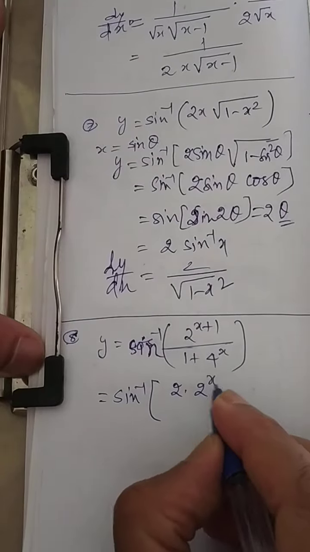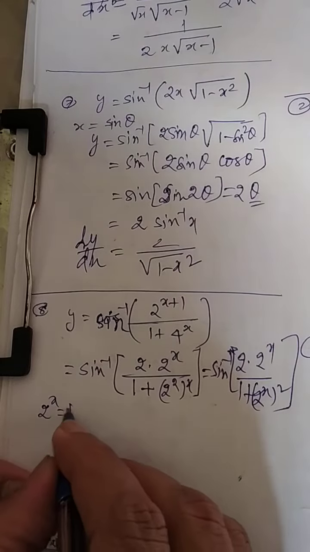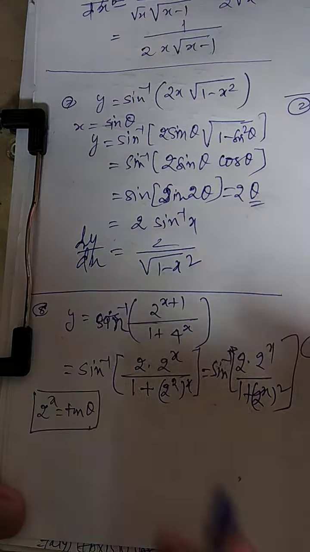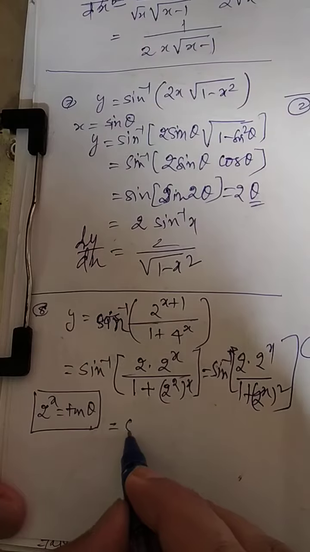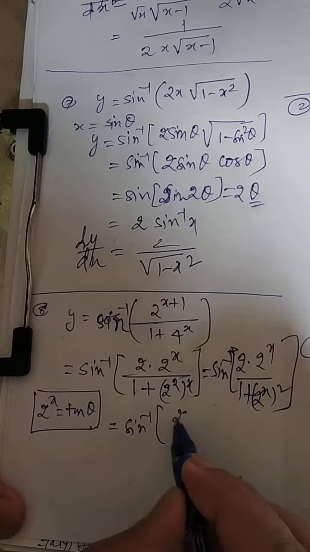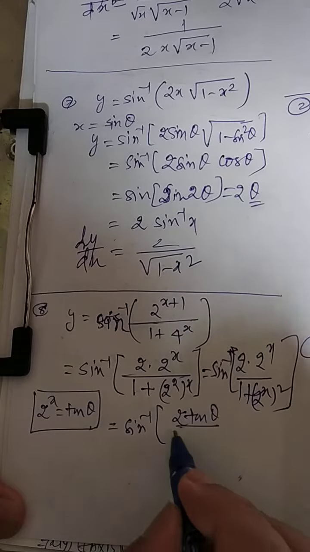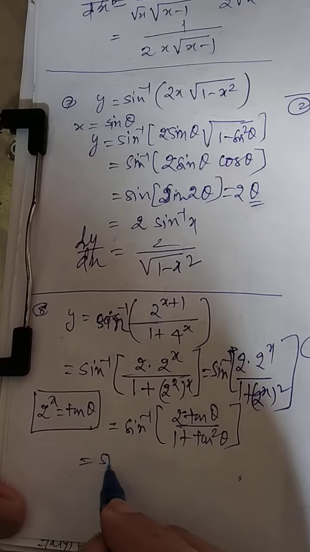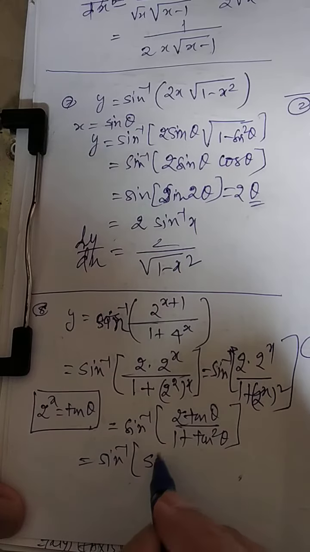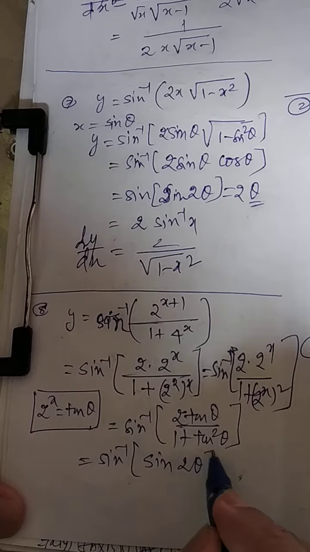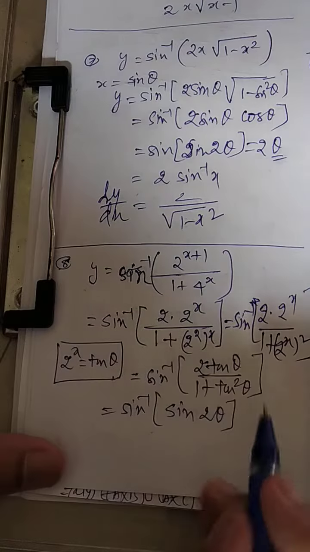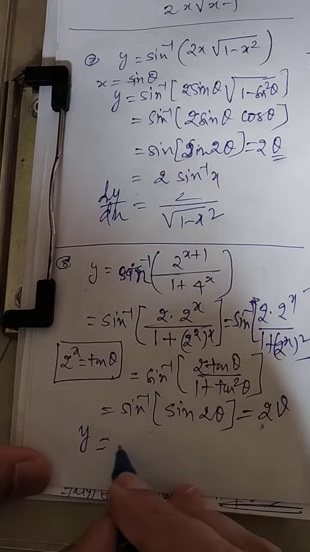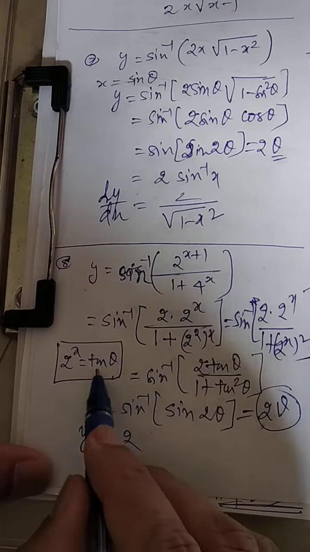Now put 2 raised to power x equal to tan of theta. So far we have not replaced anything, no. It will be equal to sine inverse of 2 tan theta upon 1 plus tan square theta. This is the same as sine inverse of sine of 2 theta. Now its answer is coming as 2 theta. So y will be equal to 2 as it is, and theta from here.